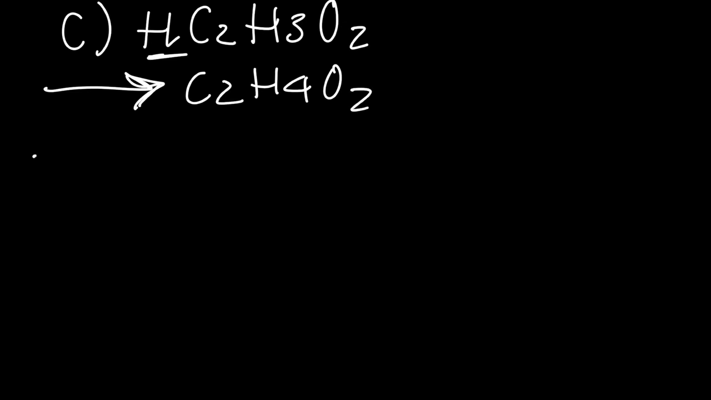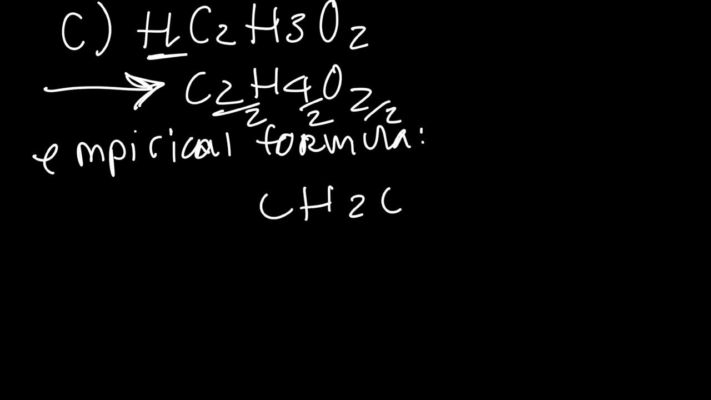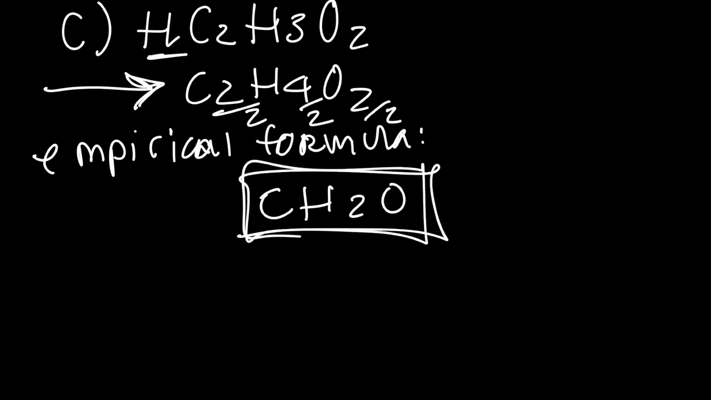We can go ahead and find the empirical formula. If you find the ratio, we're going to divide each of these by 2, and that gives us CH2O. This is the same as in part B. We have the same ratio, C to H to O. Pretty easy.